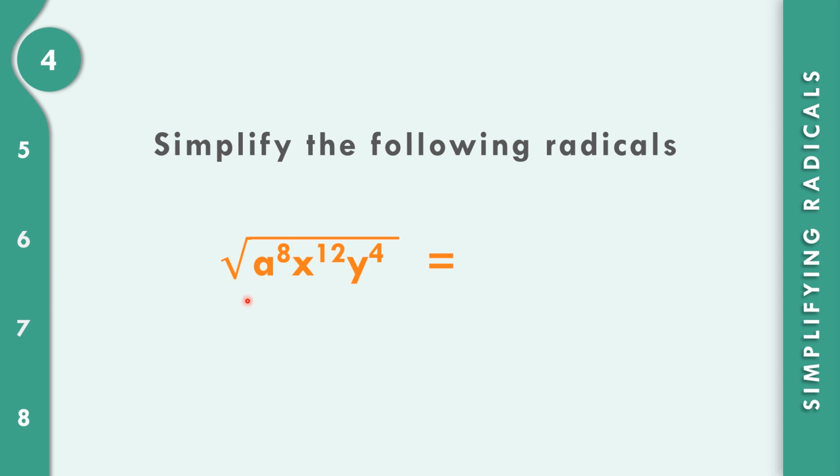How about the square root of a to the 8, x to the 12, y to the 4th power? So the index is 2. So copy the base a, and then 8 divided by 2, the answer is equal to 4. How about this one? 12 divided by 2, that is equal to 6. So copy the base x, and then let us write 6. 4 divided by 2, the answer is equal to 2. So copy the base y, and then let us write 2. So the final answer, a to the 4th, x to the 6th, y squared.